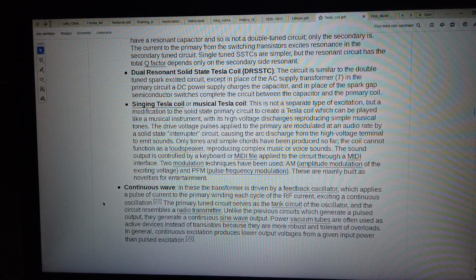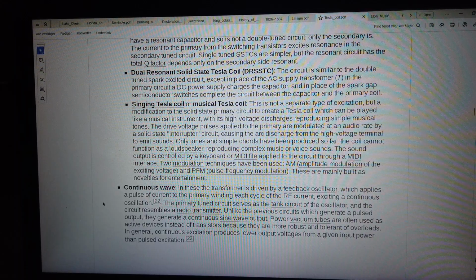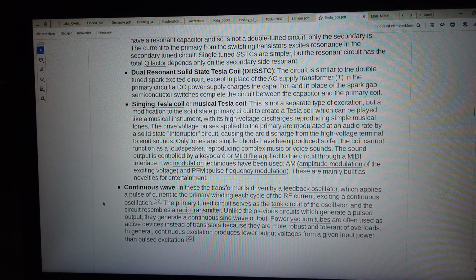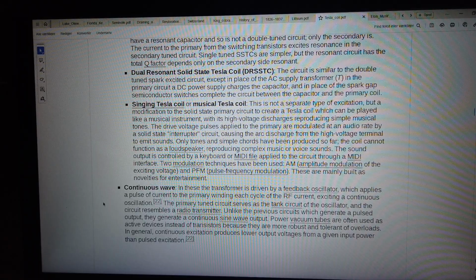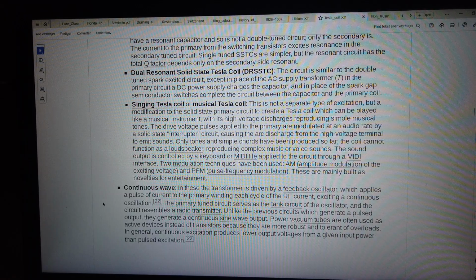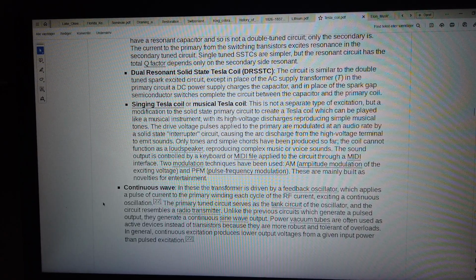Continuous wave. In these the transformer is driven by a feedback oscillator, which applies a pulse of current to the primary winding each cycle of the RF current, exciting a continuous oscillation. The primary tuned circuit serves as the tank circuit of the oscillator, and the circuit resembles a radio transmitter. Unlike the previous circuits which generate a pulsed output, they generate a continuous sine wave output.